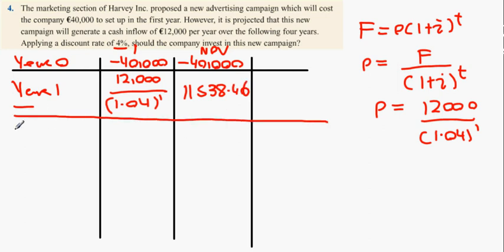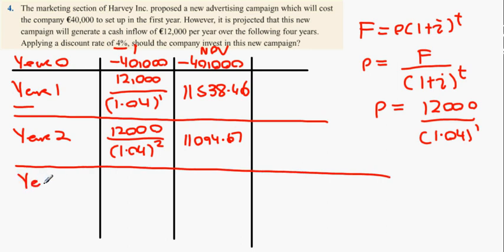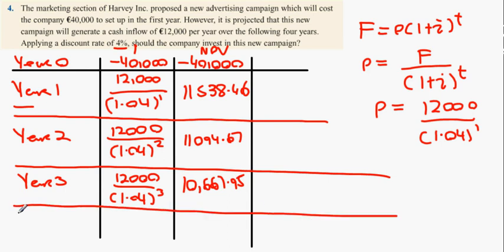Year 2 is going to be 12,000. Now it's 2 years this time, so T equals 2. So it's going to be 1.04 to the power of 2. And what we get here is 11,094.67. Year 3 is 12,000 divided by 1.04 to the power of 3, and what this will get me is 10,667.95. And finally year 4 is going to be 12,000.